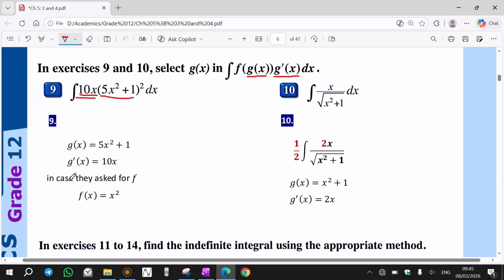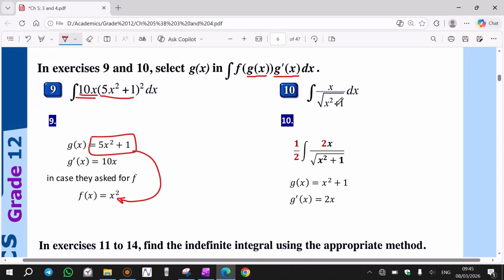For question 9, we can find f as well. That's like a composition of two functions. If I put this g into this function, I will get the bracket 5x squared plus 1, all to the power 2. But for question 10, it's a bit difficult to find f, and it's not required. The question itself did not ask for f.